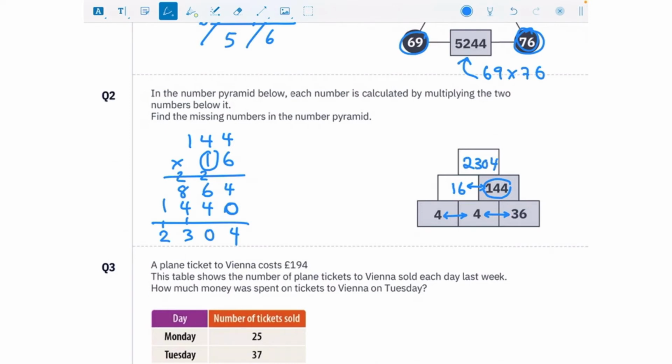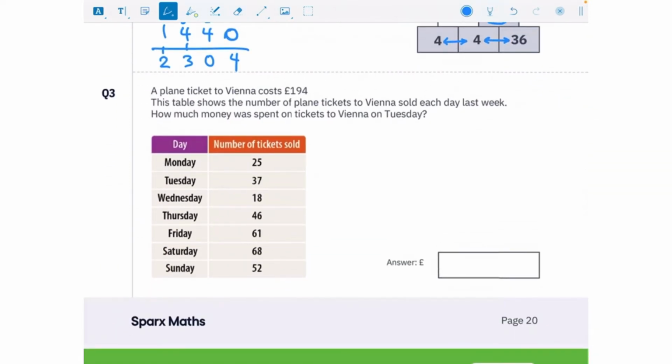Question number 3. A plane ticket to Vienna costs £194. The table shows the number of plane tickets to Vienna sold each day last week. How much money was spent on tickets to Vienna on Tuesday? So 37 tickets were sold on Tuesday, and each ticket is £194. So we're going to do 194 times by 37.